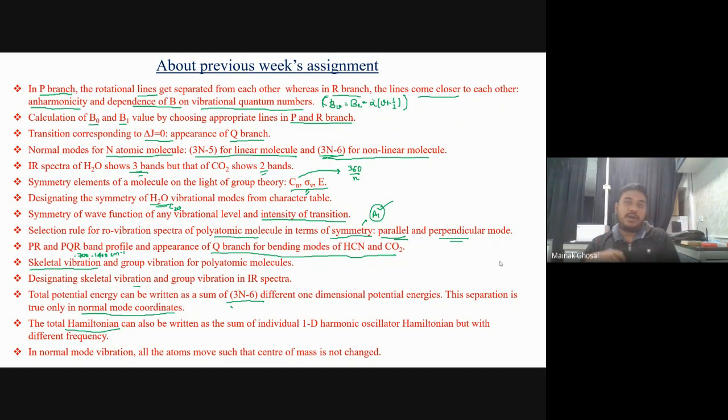Okay, so all transitions don't lie in the same region. Some transitions lie in the microwave, some in the IR range, some in the visible range, etc. Based on that, two different spectroscopic techniques were discussed. One is rotational spectroscopy, for which you need microwave radiation. Another is IR spectroscopy or vibrational spectroscopy, for which you need IR or infrared radiation. And then there was a merge of this rotational and vibrational thing, which gives you rotational-vibrational spectroscopy.